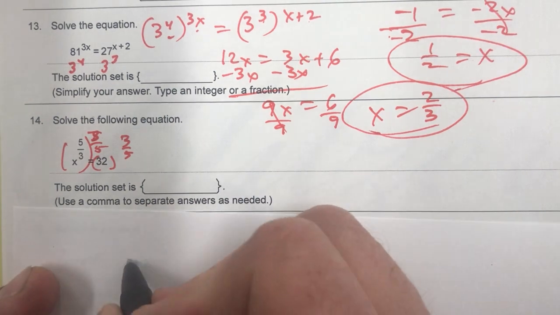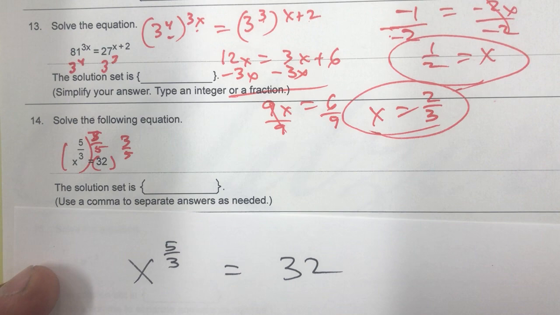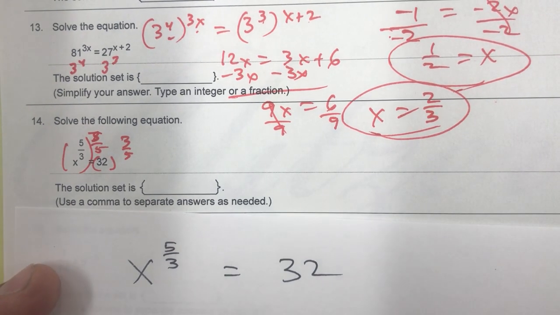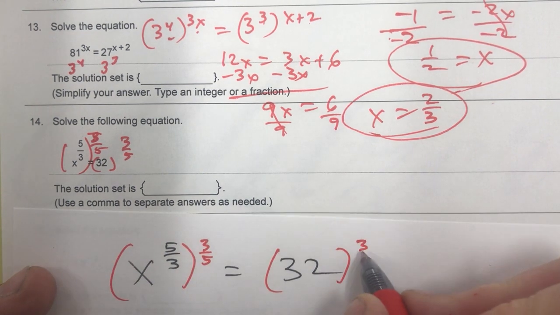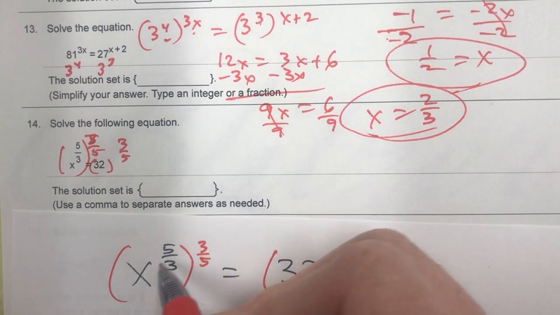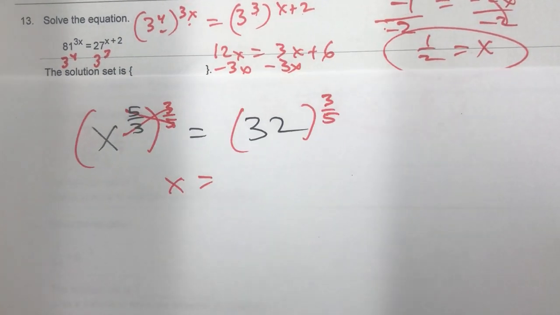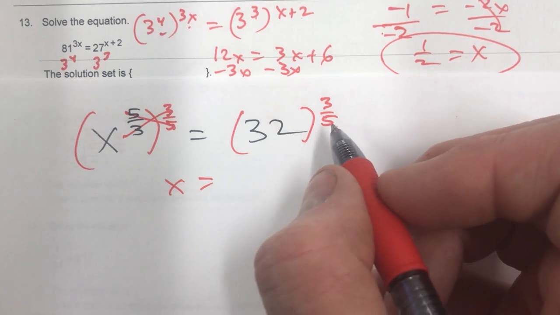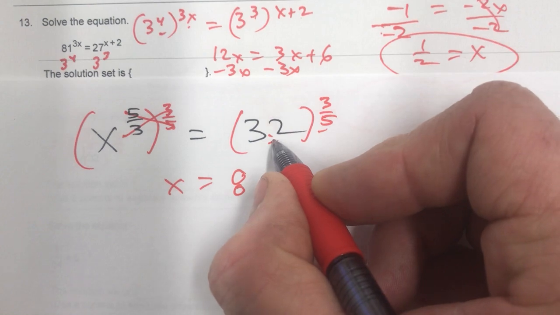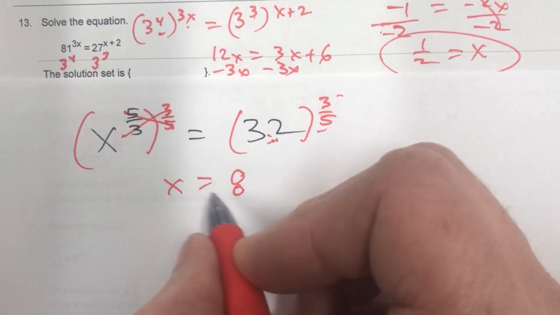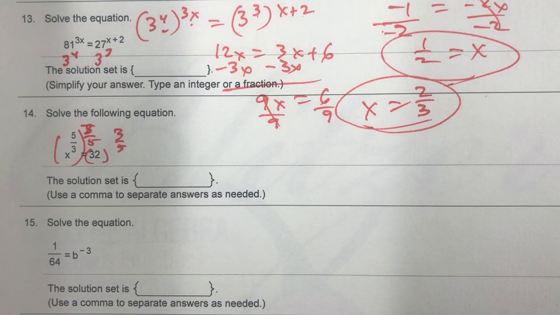Okay, so I've got x to the 5/3 power equals 32. Basically what I'm doing here is raising this to the 3/5 power on both sides. When I do that, the 3's cancel, the 5's cancel, so x equals 32 to the 3/5 power, which I think comes out to be 8. The 5th root of 32 is 2, and 2 to the 3rd power is 8. Yeah, that's the answer. You just use your calculator for that, though.